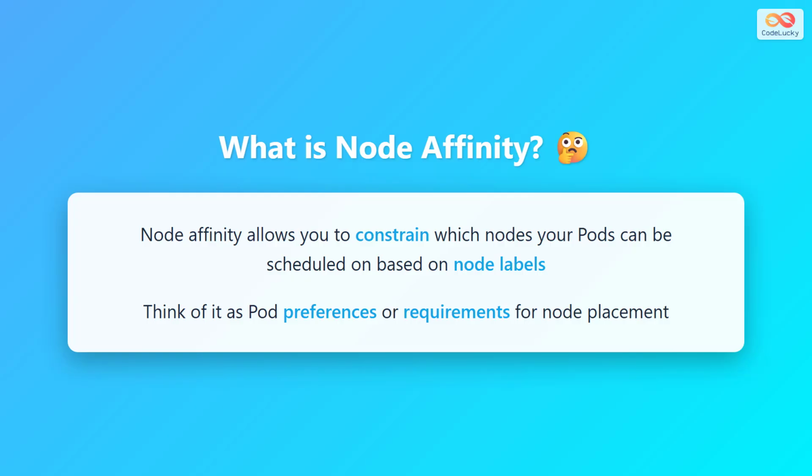Node Affinity is a mechanism that allows you to constrain which nodes your pods can be scheduled on, based on labels assigned to those nodes. Think of it as expressing preferences or requirements for pod placement. Instead of randomly placing pods anywhere in the cluster, you can guide the scheduler to choose nodes that match specific criteria, such as nodes with certain hardware capabilities, in particular zones, or with specific characteristics.